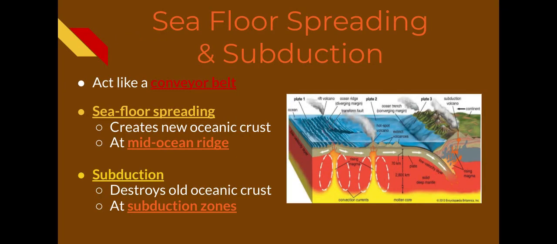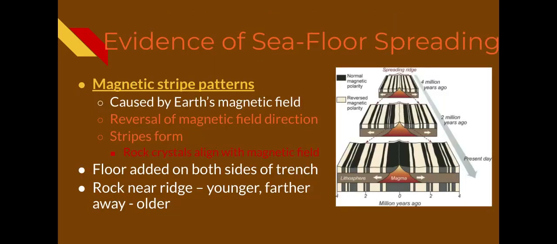Seafloor spreading and subduction act like a conveyor belt. Seafloor spreading is going to create new oceanic crust at the mid-ocean ridge, but subduction is going to do the destroying of the old oceanic crust at subduction zones. So that's a conveyor belt. It's constantly being recycled.